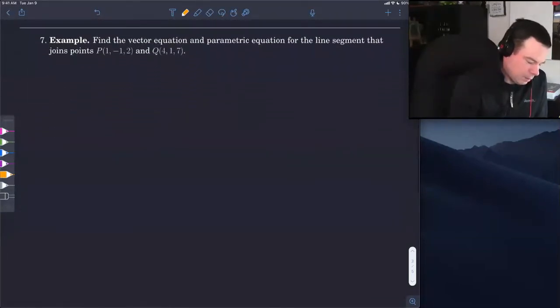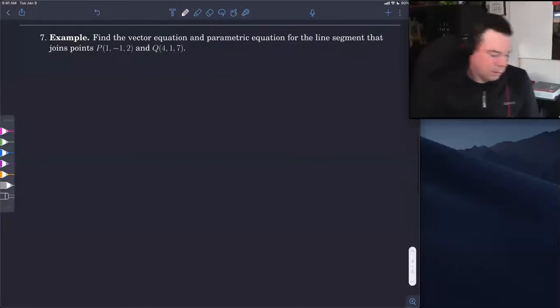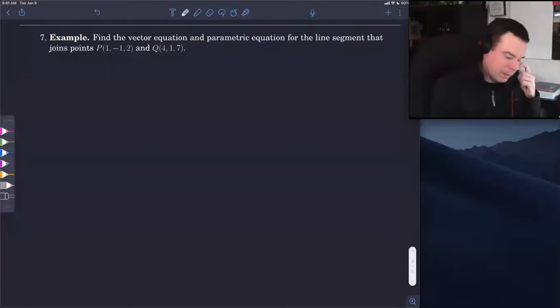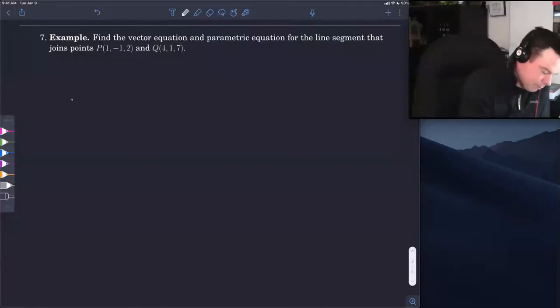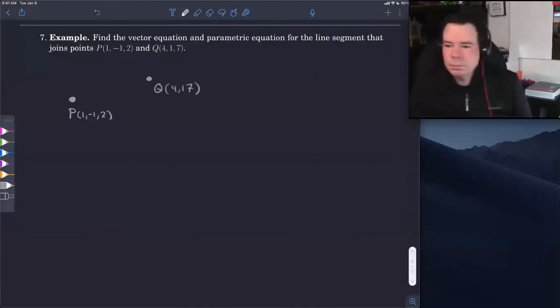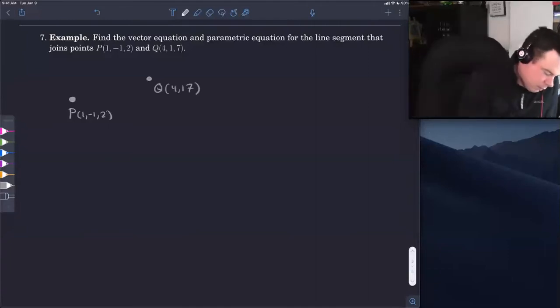All right, let's do an example. Find the vector equation and parametric equation for the line segment that joins these 2 points. I've got a point P, 1, negative 1, 2, and a point Q, 4, 1, 7. We'd like to find a parametrization for the line segment that connects them.